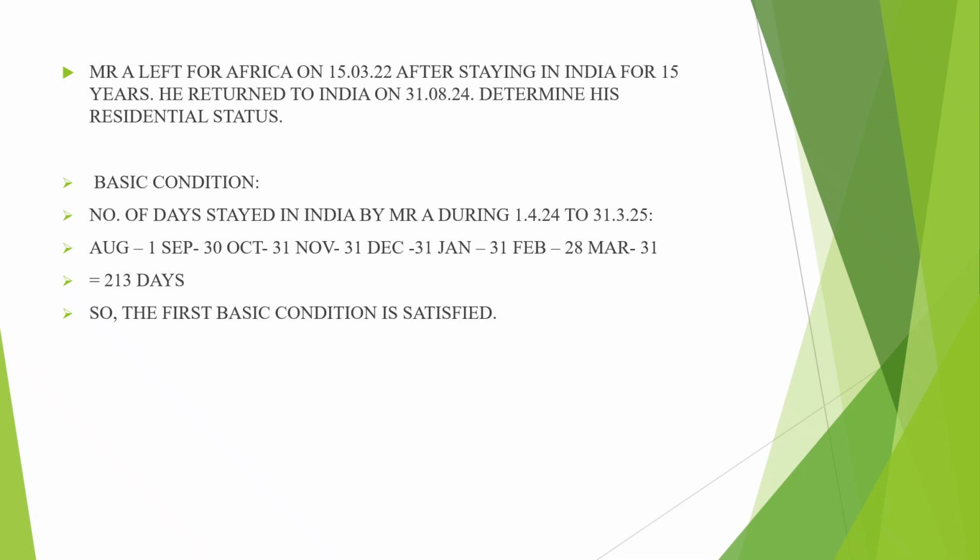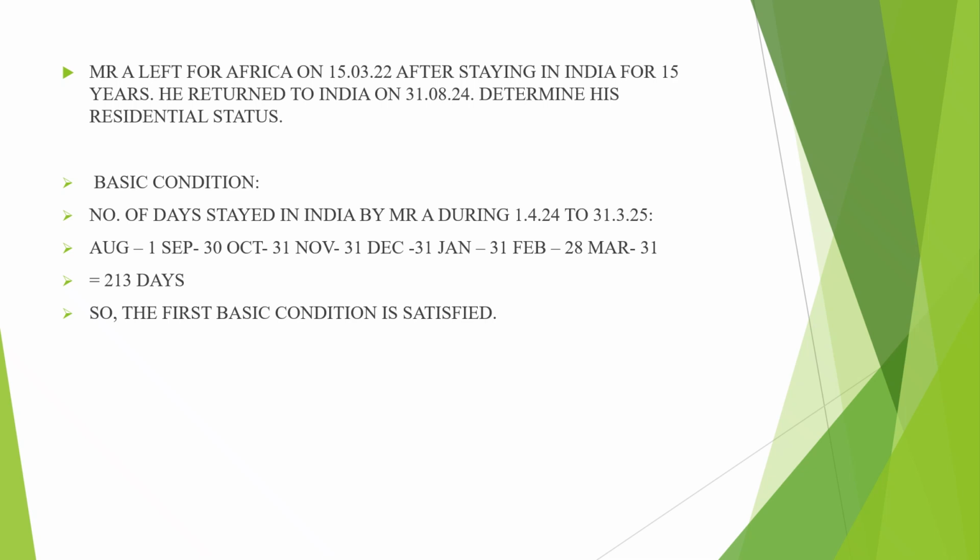Mr. A left for Africa on 15th March 2022 after staying in India for 15 years. He returned to India on 31st August 2024. Determine his residential status. So in this question they have given that Mr. A has gone to Africa on 15th March 2022 and he has come back to India only on 31st August 2024. Now they are asking us to determine his residential status.